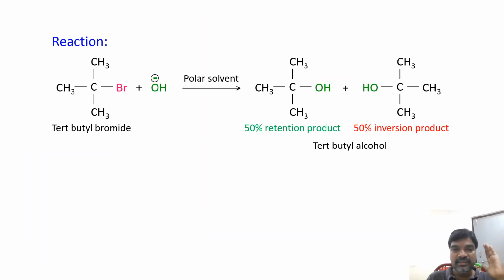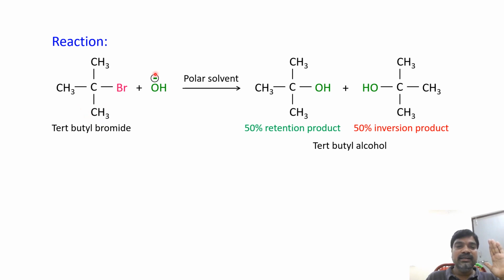Now we will see the reaction. For example, I have taken tertiary butyl bromide here. This is called a tertiary carbon because it is attached to 3 carbon atoms. When a carbon atom is attached to 3 carbon atoms, it is known as tertiary carbon. The entire molecule is called tertiary butyl bromide.